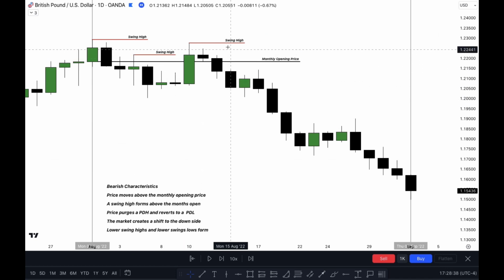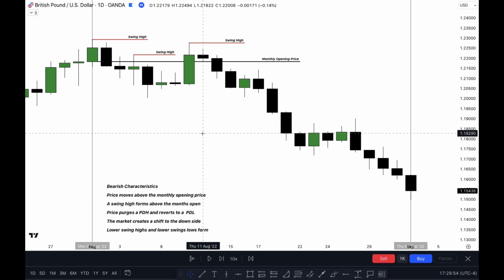So there are three swing highs that form above the monthly opening price. And after these swing highs were created, price continued to follow a downward trend. The next one is price purges a previous daily high and reverts to a previous daily low.